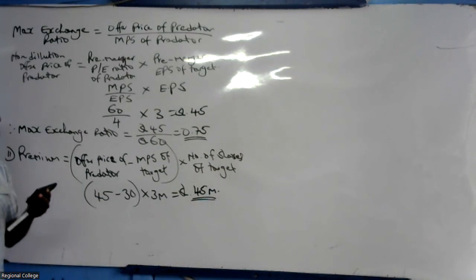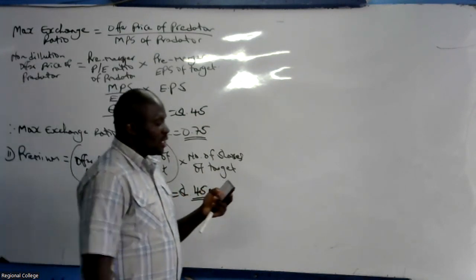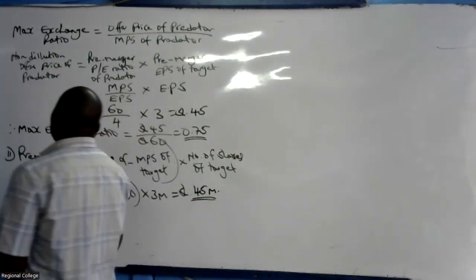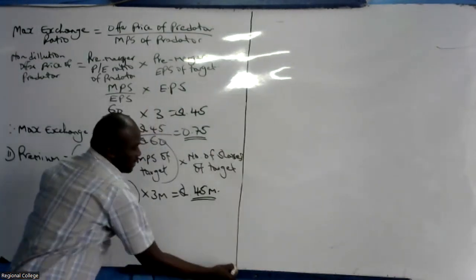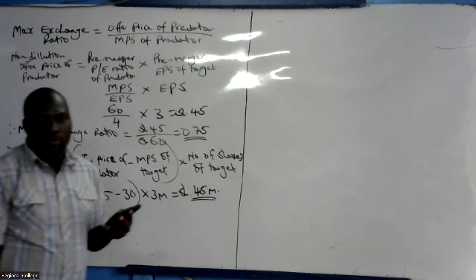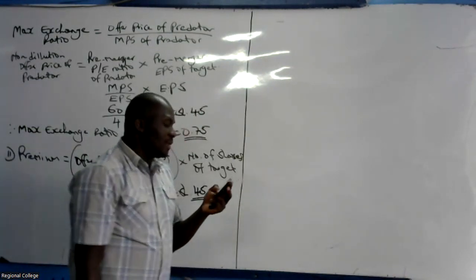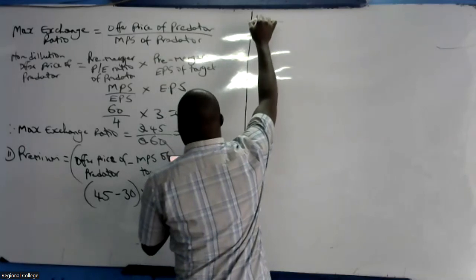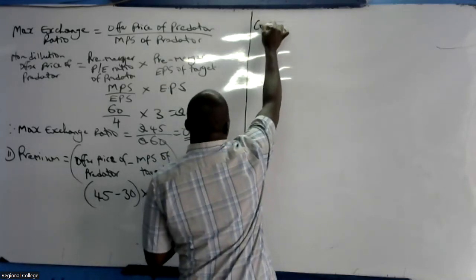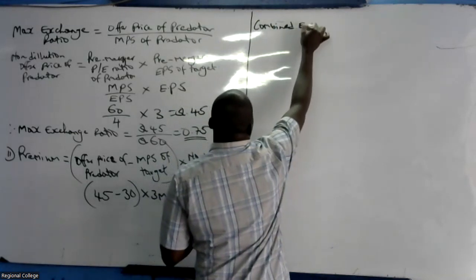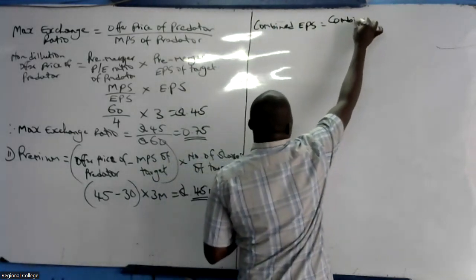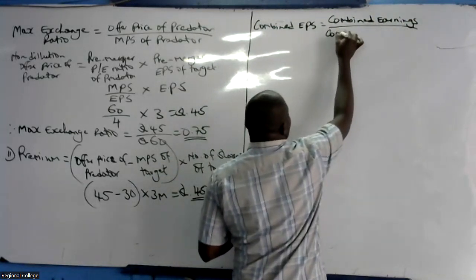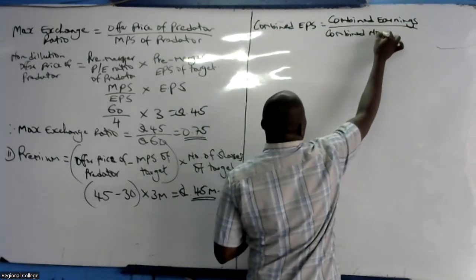Number 3: you are being asked about A Limited's post-acquisition earnings per share, assuming that the two companies agree on an offer price of 30 shillings. Where must we start? The maximum exchange ratio, since you have given the offer price. The combined earnings per share is the combined earnings over the combined number of shares. So post-acquisition, the combined EPS equals combined earnings divided by the combined number of shares.